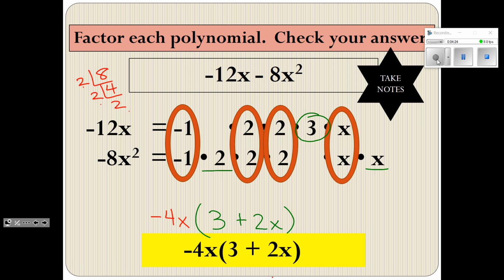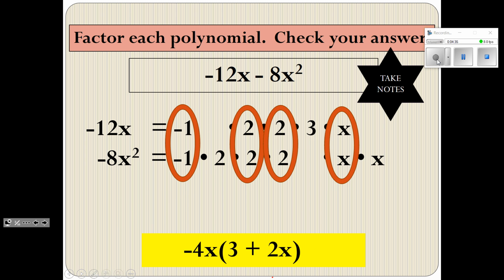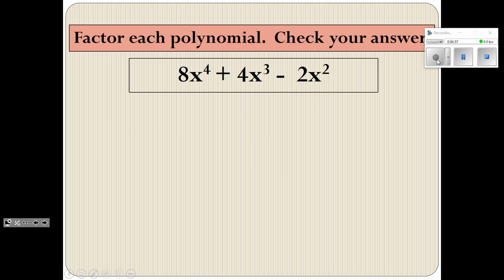So that kind of shows you what's working here behind the scenes, what we're doing. We're finding what they have in common. That is the greatest common factor. We're pulling it out, and we're seeing what is left. Now, of course, instead of writing out all these steps like this, we're going to try to get to the point where we can do this mentally. So I'll show you a little shortcut version here with the mental aspect to it.